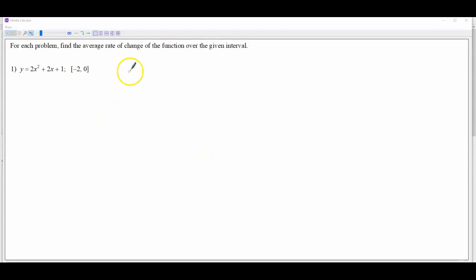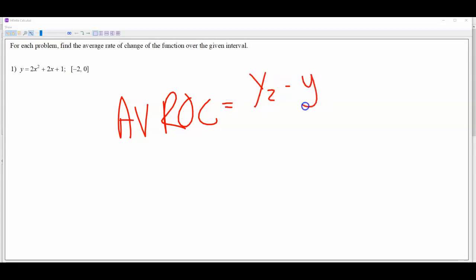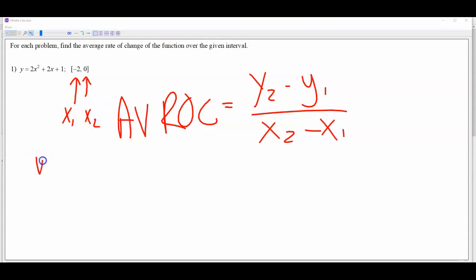For each problem, find the average rate of change of the function on the given interval. So the way that you find an average rate of change, I'll abbreviate it like that, is by doing y2 minus y1 over x2 minus x1. Okay, that's basically just your slope formula. These numbers here are your x values, so we'll call that one x1 and we'll call that one x2. And if you want to find your y values, then basically what you're going to do is plug in the x values that correspond to those y values.